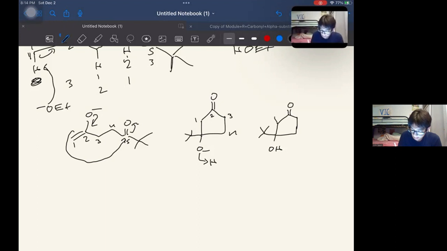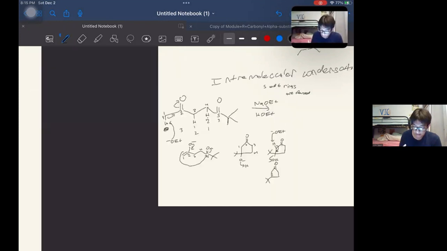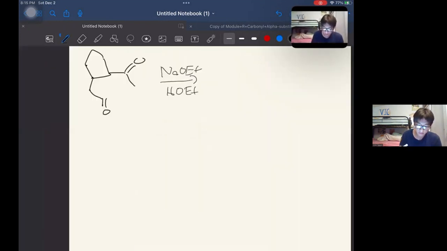And then, since it's already a ring, it's very likely for an OEt minus, or just any base, to react with an H at the alpha carbon in order for it to form a double bond to force the OH to go off. And then it looks like this. And then why don't you try and practice with this one as well?